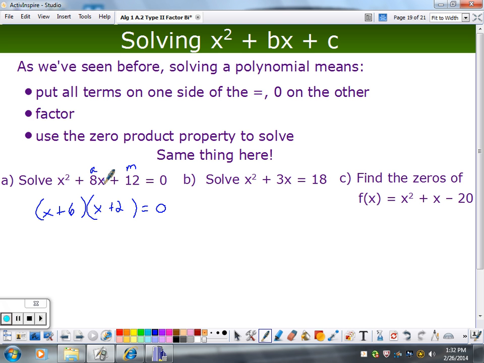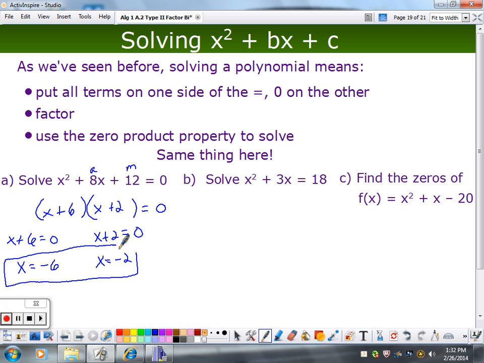Okay, then what? Use the zero product property. This times this equals 0. So it could be that this is 0, or it could be that that is 0. Solve both of these equations. Subtract 6. This one we subtract 2. And now I have found the solution.